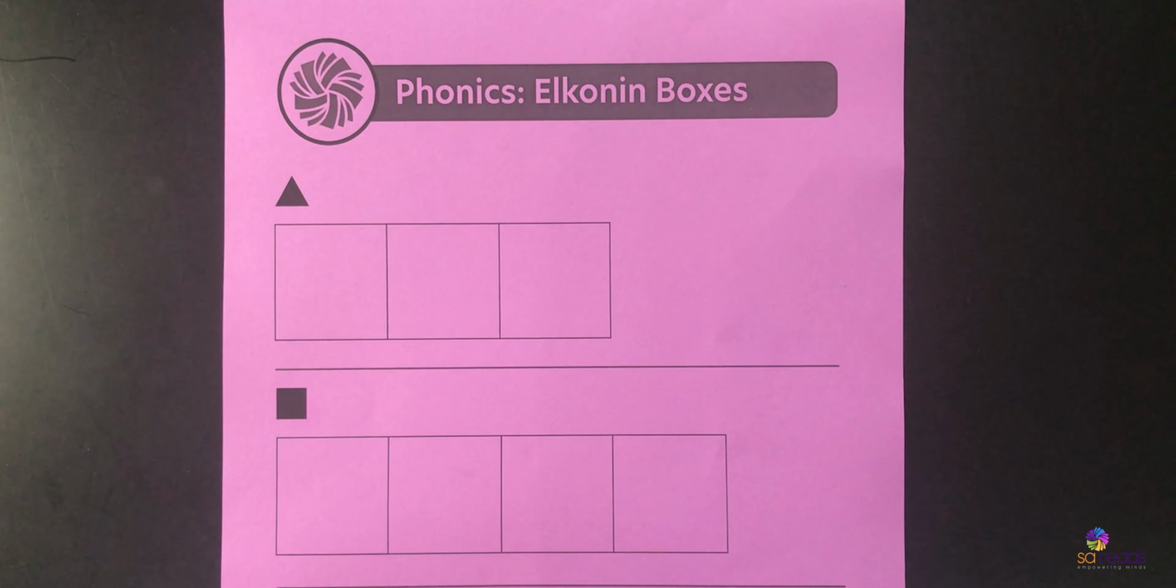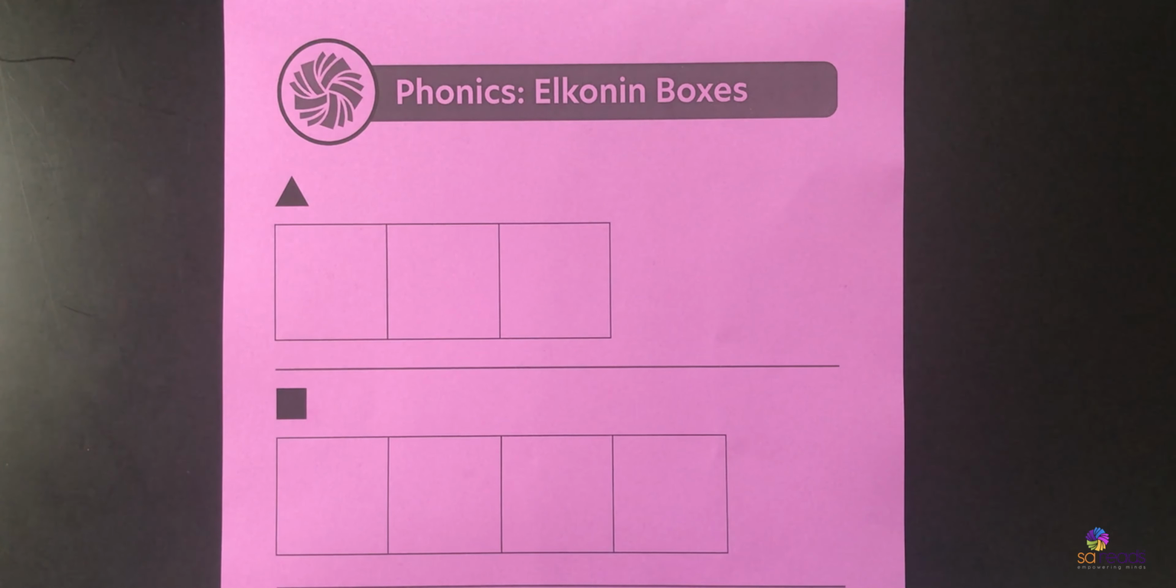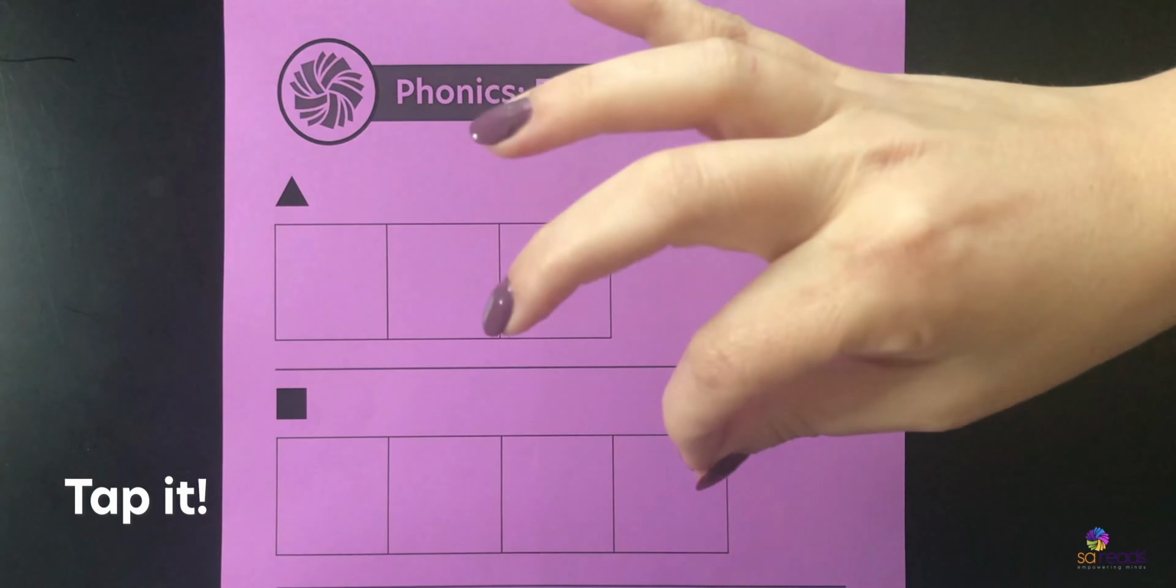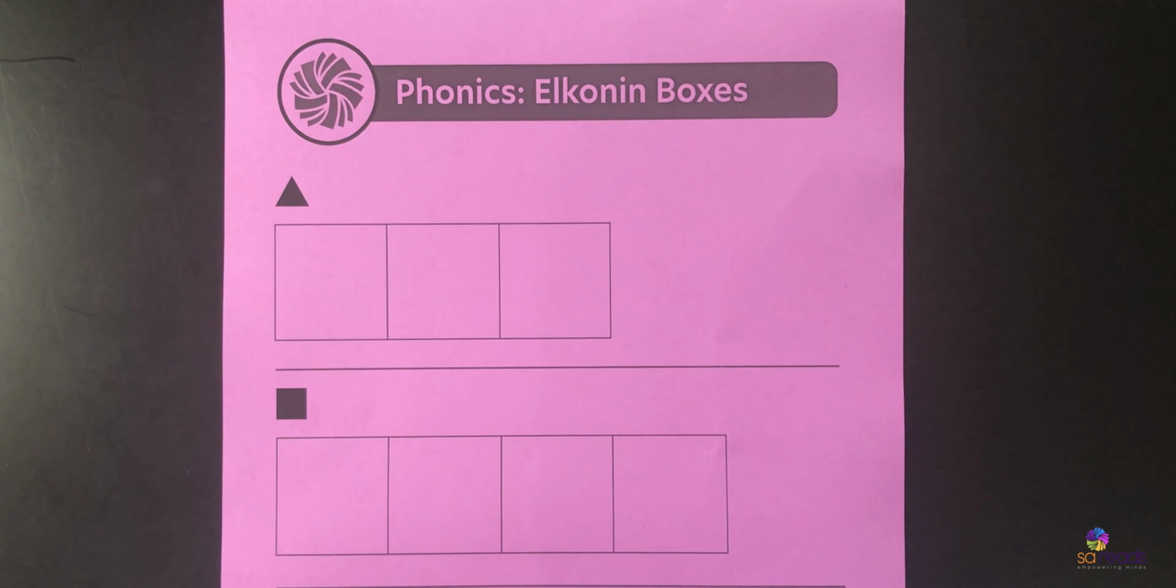Now let's practice phoneme grapheme mapping with an R-controlled vowel. Remember, you're only practicing phoneme grapheme mapping with patterns that you've already explicitly taught. Let's practice with the word scarf. First, we'll tap it, R. It has 4 phonemes, so we're going to work down here on the square line.